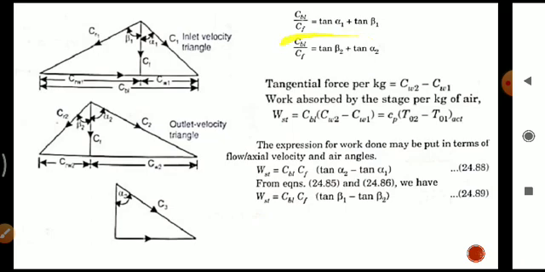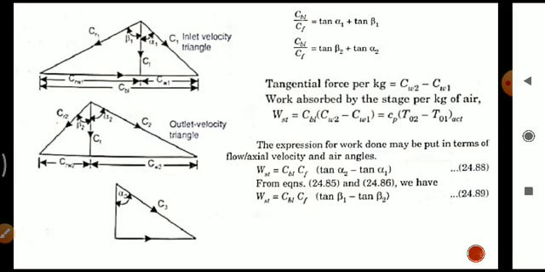Similarly, for the bottom velocity triangle, the outer velocity triangle, CBL, that is the blade velocity, divided by CF is equal to tan beta 2 plus tan alpha 2. So these two relations are derived from the triangle.